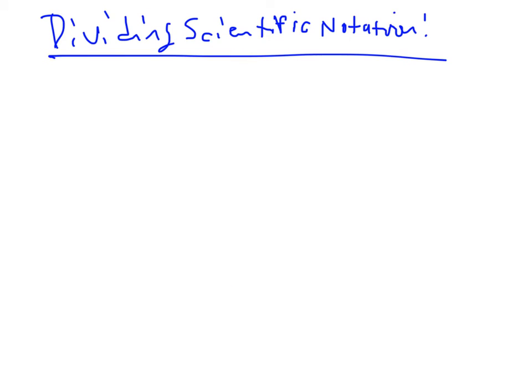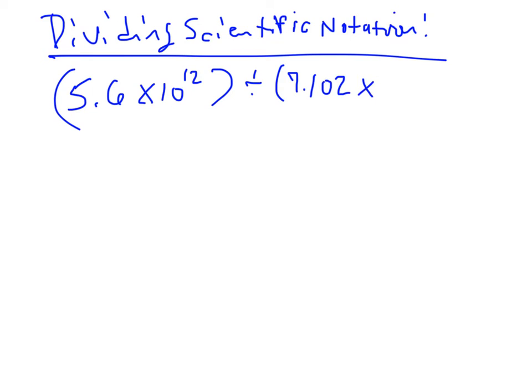When you are dividing two numbers that are represented in scientific notation, you're going to do the same thing. You're going to divide the m part of the scientific notation, and then instead of adding the exponents, you'll subtract them. So let's see what happens if I use the same example from the problem above, except I divide it. So I do the 5.6 times 10 to the 12th, and I divide that by 7.102 times 10 to the 4th.